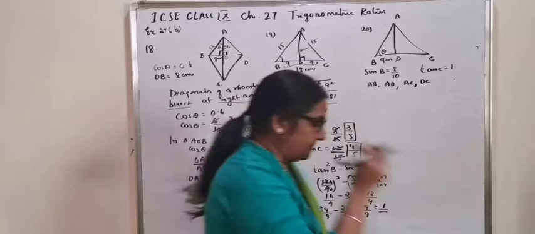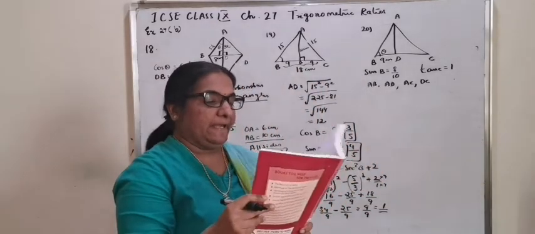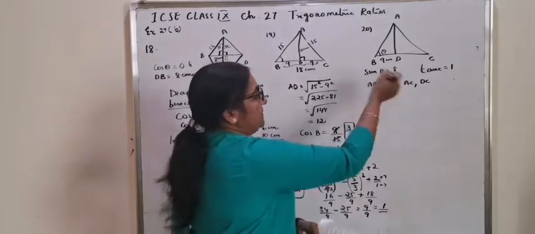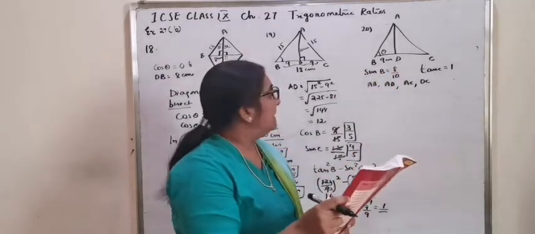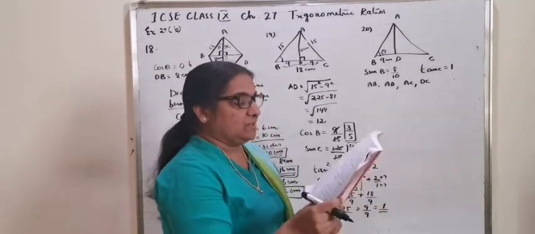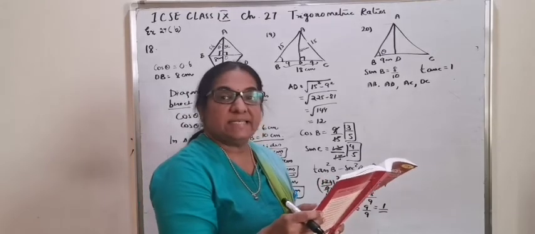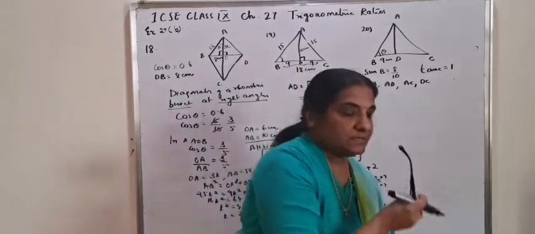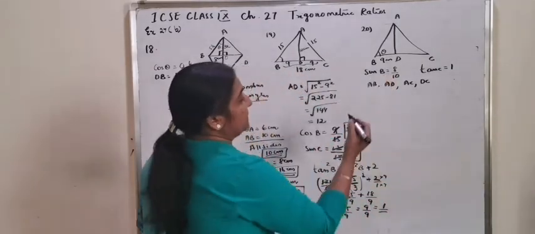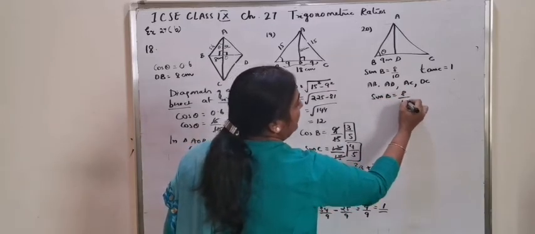Proceed with question number 20. In triangle ABC, AD is perpendicular to BC, sin B is equal to 8 by 10, BD is equal to 9 centimeter, tan C is equal to 1. Find the length of AB, AD, AC and DC. So let's proceed with the ratio. Sin B is equal to 8 by 10.